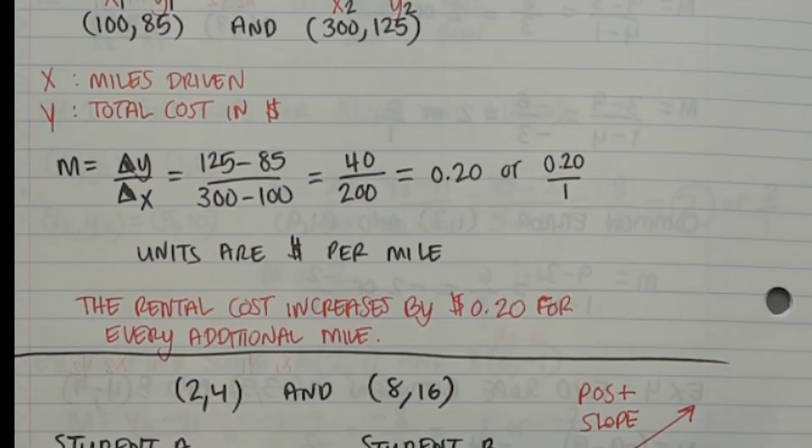So in the next video, we will study two special cases, something called zero slope and another called undefined slope.